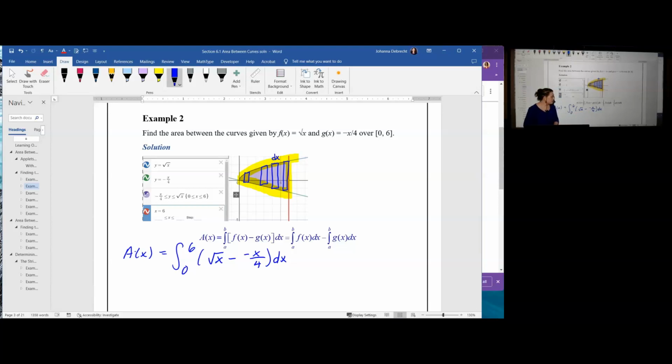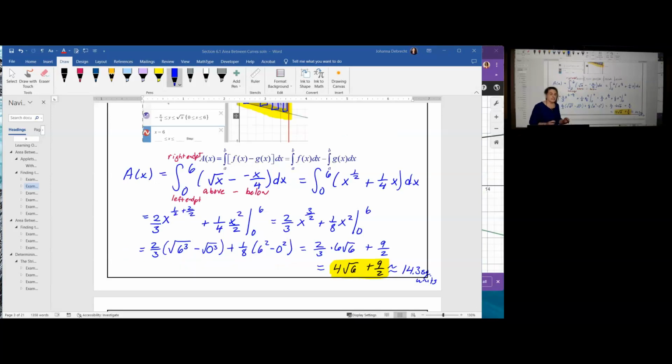Go ahead and pause the video, work out the area between these two curves, then turn the video back on so we can compare. So let's see what you got.